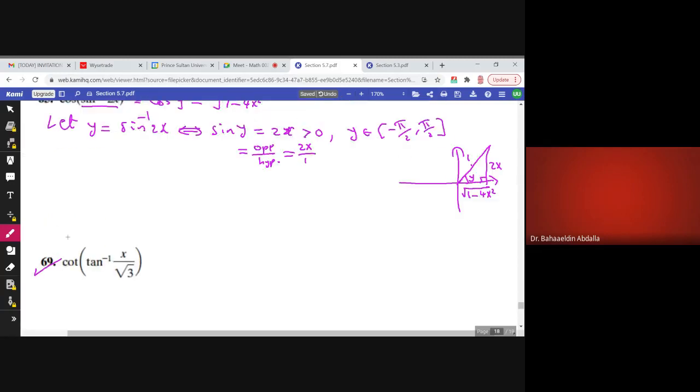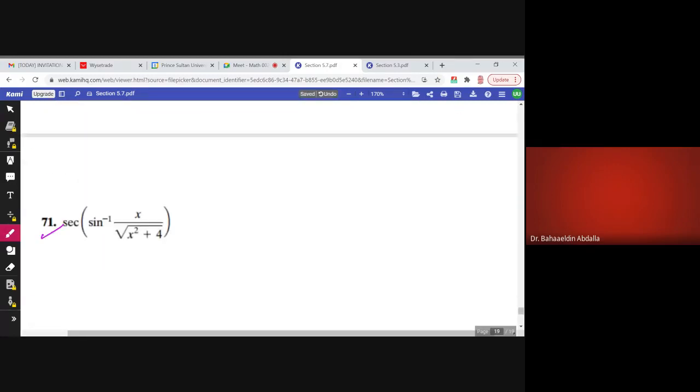And this is also sine inverse. These are the last two questions. Let me choose one of them and solve it for you. Okay, I'll do this one. Same steps: let y equal sine inverse of x over the square root of x squared plus 4. Sine y is x over the square root of x squared plus 4.